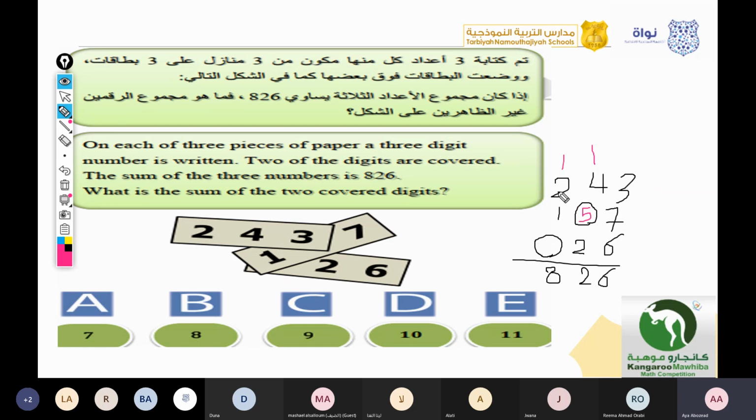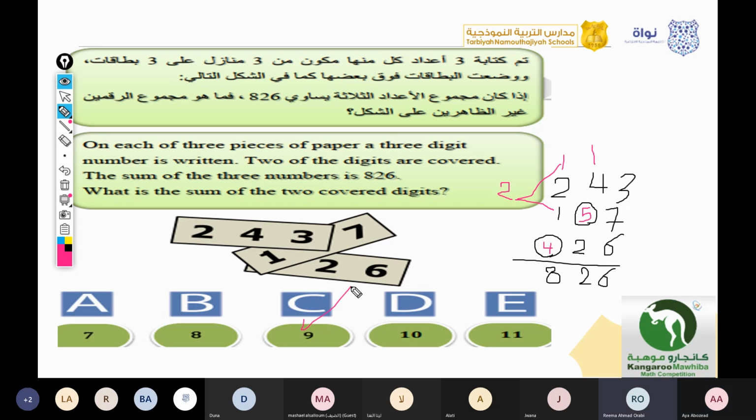Now Rima, 1 and 1 equals 2. 2 and 2 is 4. 4 and how many give me 8? 4 and 4, not 4 and 5. 4 and 4 to give you 8. Now, when you add, it's going to be C.